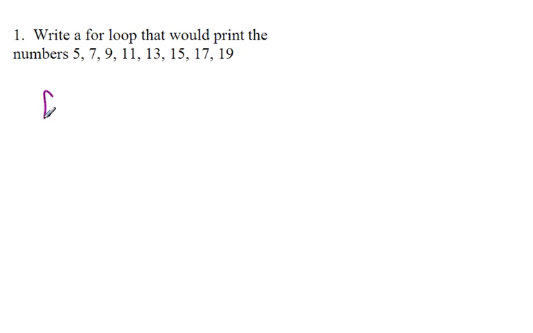So with a for loop, we're starting with the number 5. So it makes sense to have some incrementer. I'm going to use the letter K and start it at 5. And I'm going to keep going until I reach the number 19. So it makes sense to keep going while this number is less than or equal to 19. And I can see that I go up by 2 every time. So it makes sense to increase K by 2 each time.